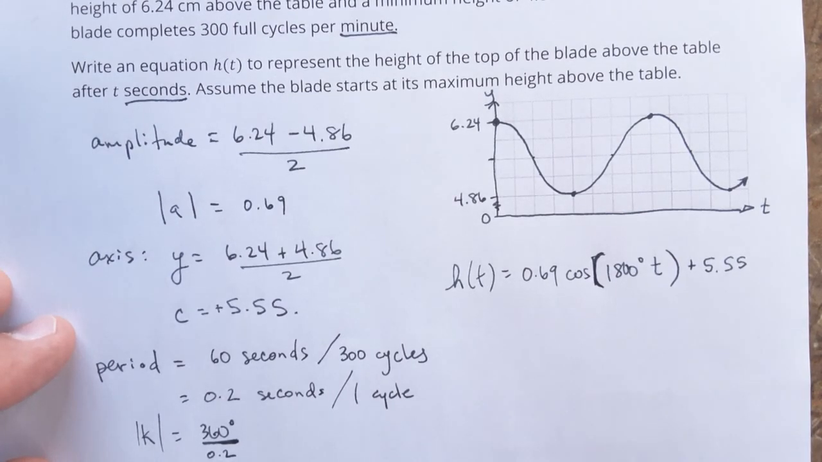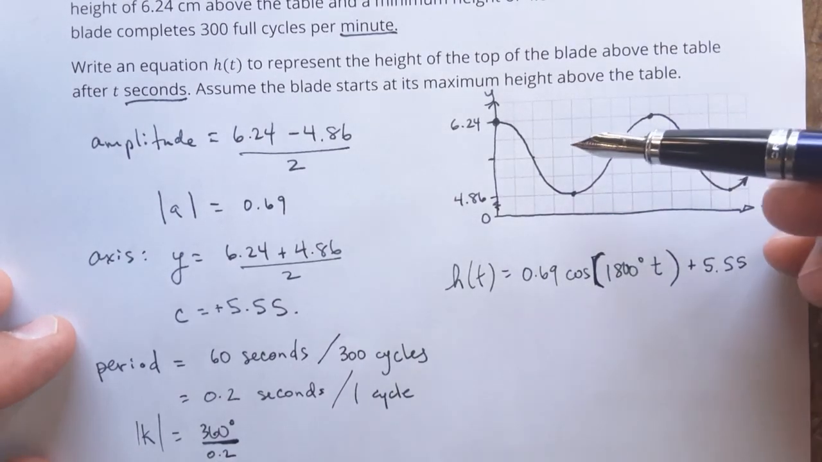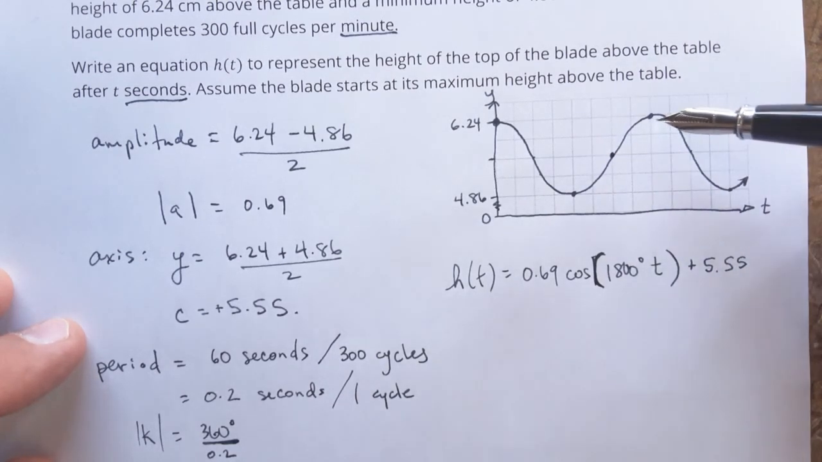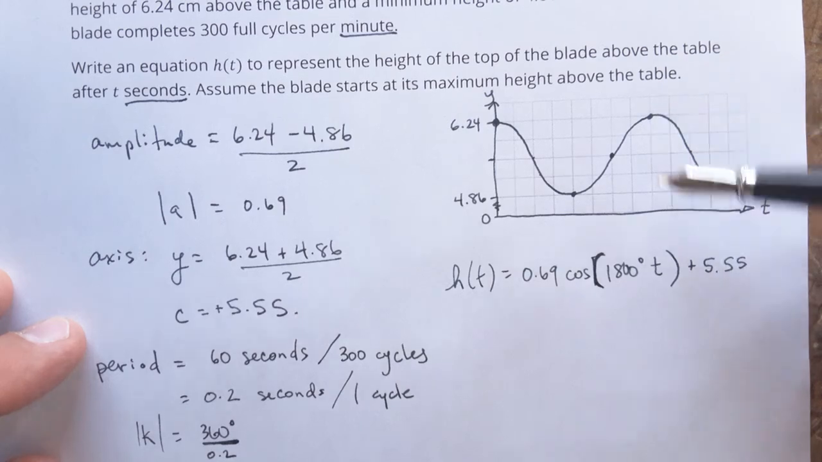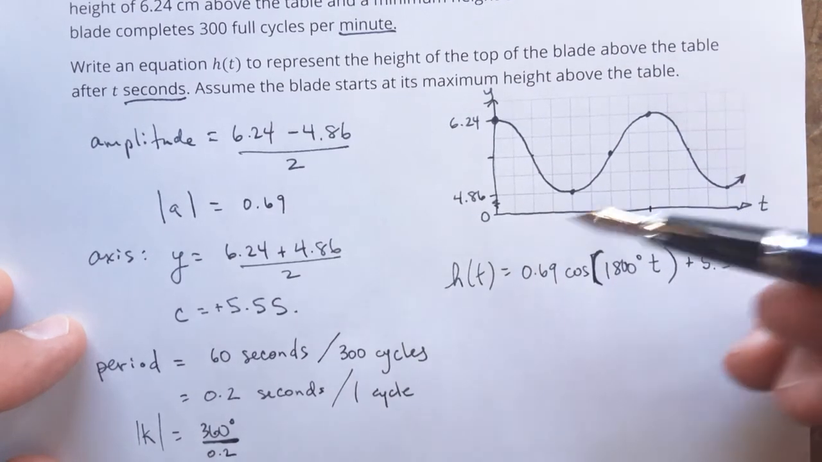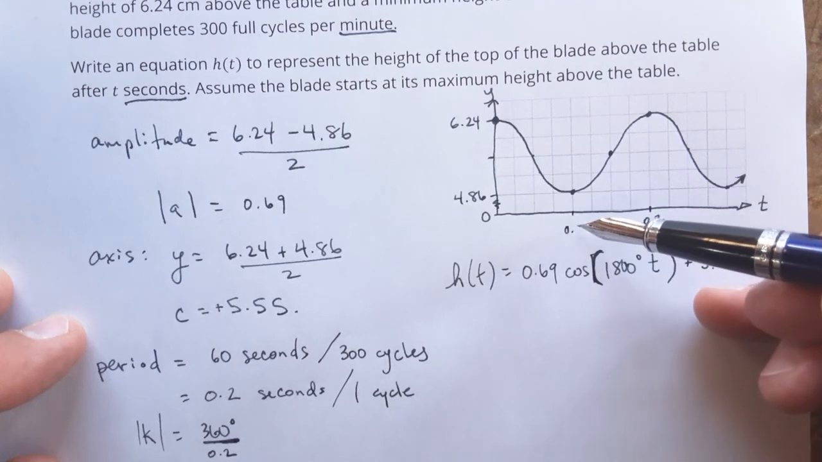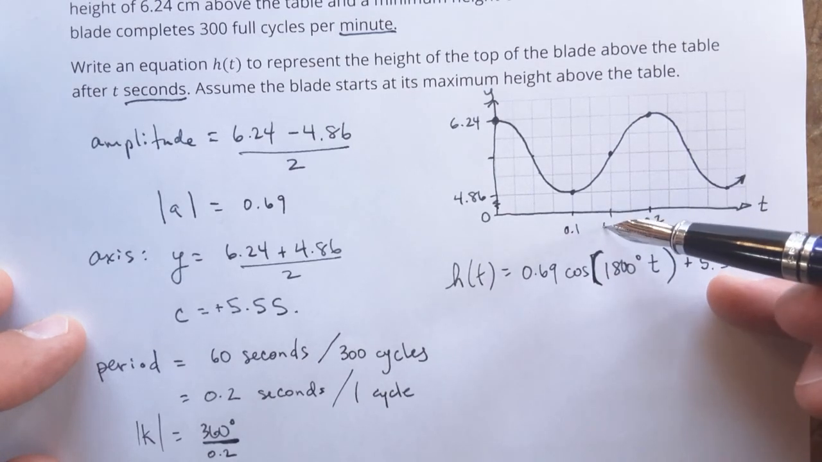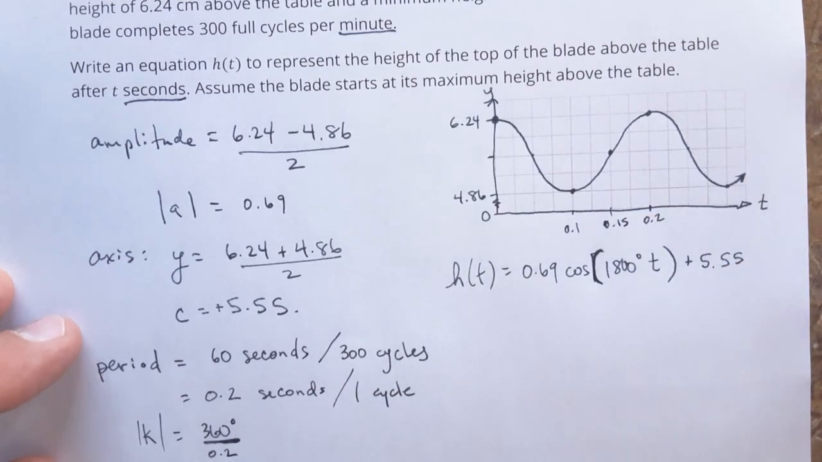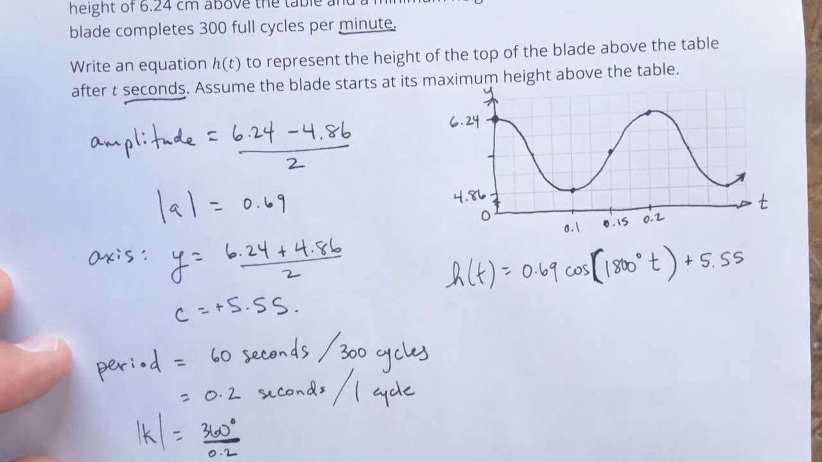If you wanted to do a sine equation, what you would have to do is figure out what this is here. I guess the full cycle takes 0.2, so that's 0.2, there's 0.1, so this would be 0.15. You'd have to have a phase shift to the right of 0.15 written in brackets if you were going to do a sine function, something like that.